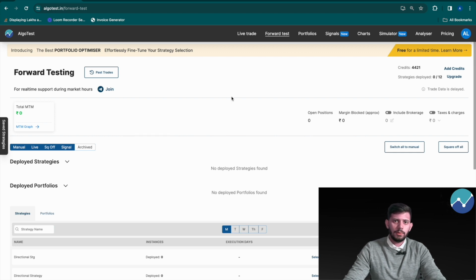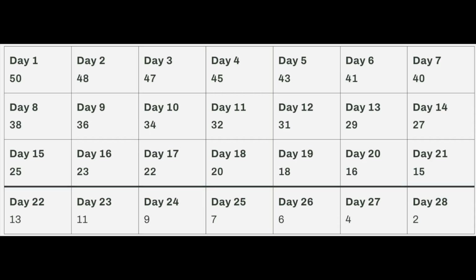What happens if I start forward testing on a different day of the month and not just the first? Do I still have to pay 50 credits? No, you don't. So let's say if you start forward testing on the 14th day of the month, then you will only have to pay half the amount of credits. So in this case, 25 per forward test. And the same pro rata structure applies for the number of days of the month that you started forward testing.